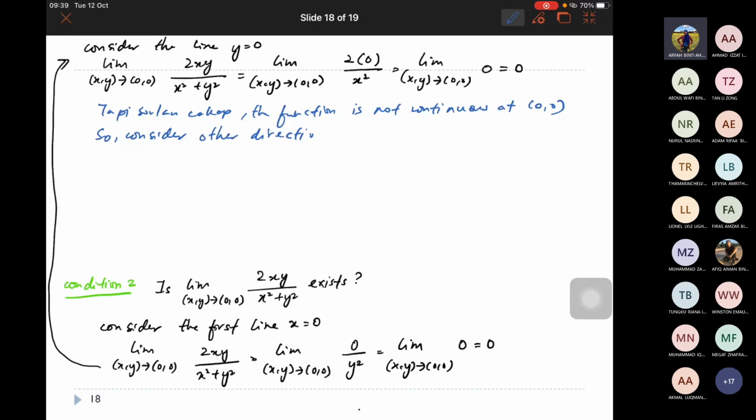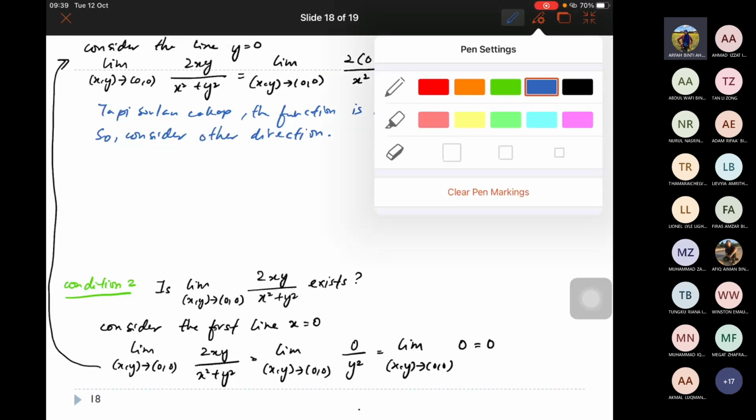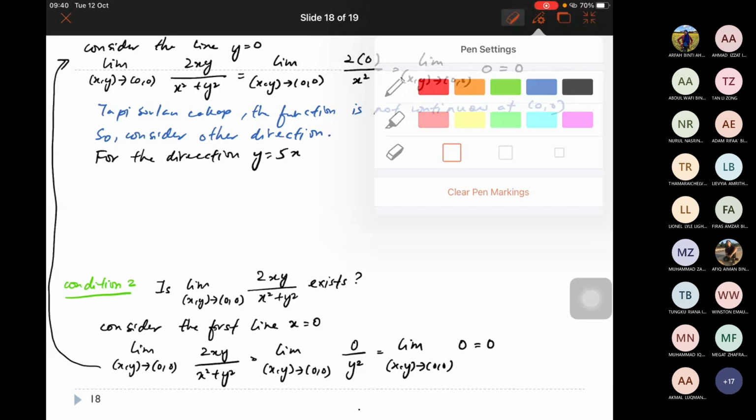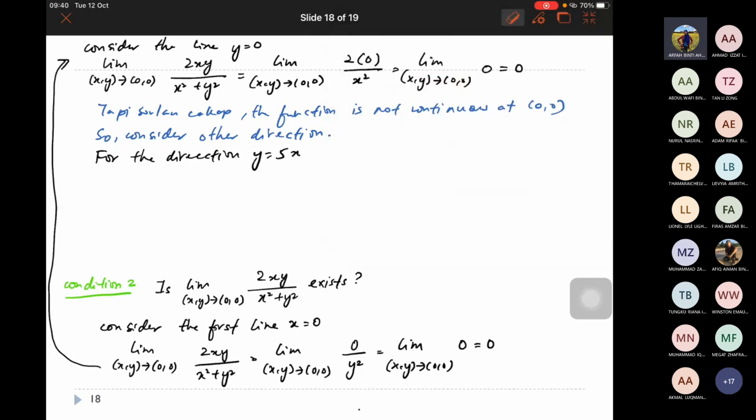So consider other direction. For example, saya ambil for the direction of y sama dengan 5x. So awak nak ambil function lain pun okay, should be no problem. Okay, as long as from the direction you can prove that the limit does not exist. Okay, so boleh ambil function lain, any direction lain.